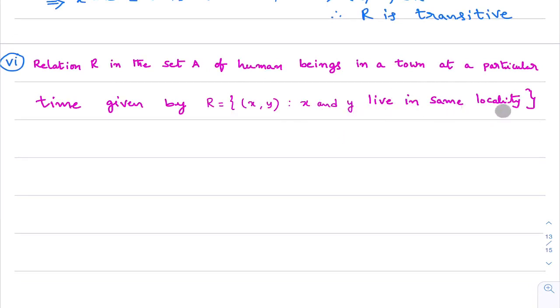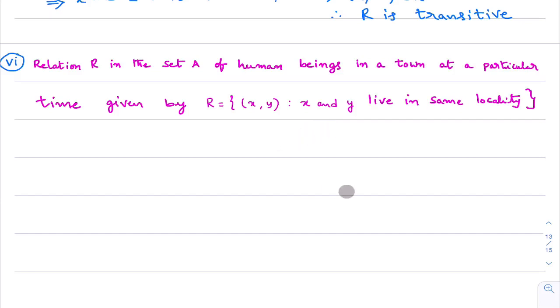x and x live in the same locality? Yes. So for any x belonging to A, the ordered pair (x, x) belongs to this relation. Therefore this relation is reflexive. Now to prove the symmetric property, you take the ordered pair (x, y) belonging to R. It tells that x and y live in the same locality. If x and y live in the same locality, we can easily say that y and x also live in the same locality. No need of any bigger knowledge to say this. So this relation is symmetric.